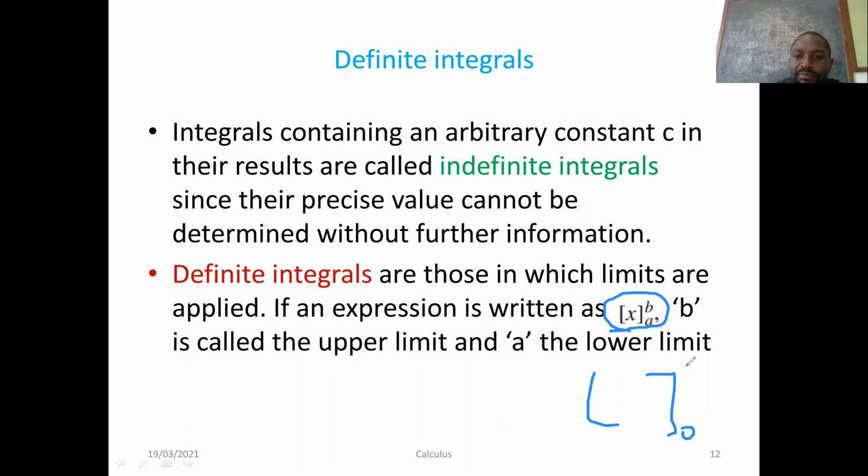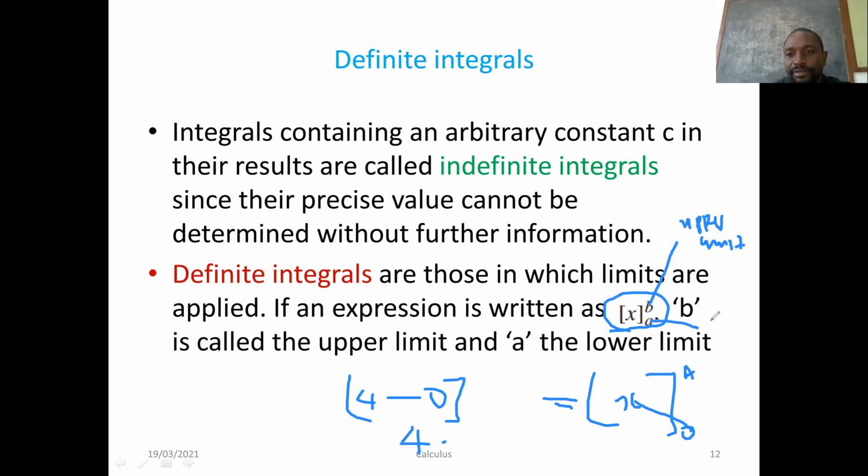If this is 0 to 4, it means the way to simplify this, wherever there is x, you put first the upper limit, 4, minus, again you put the 0 here, this will be 4 minus 0 wherever you have x, and then simplifying this, you get simply 4. So the b here is called the upper limit, while the a here is called the lower limit. So let's do an example to illustrate how we use definite integrals.